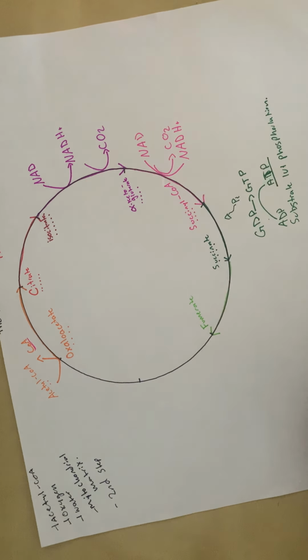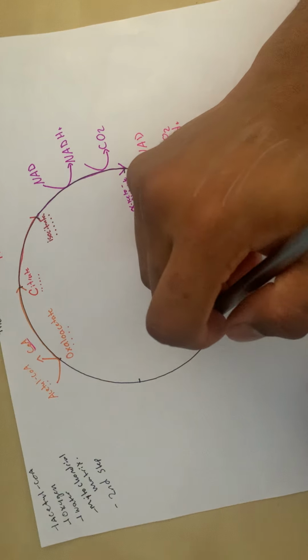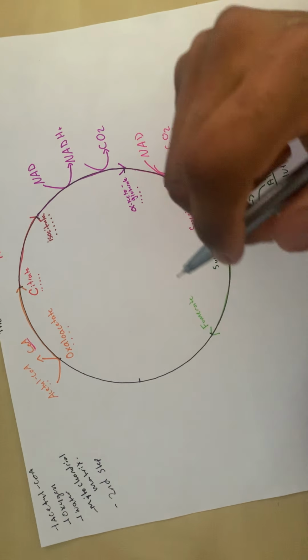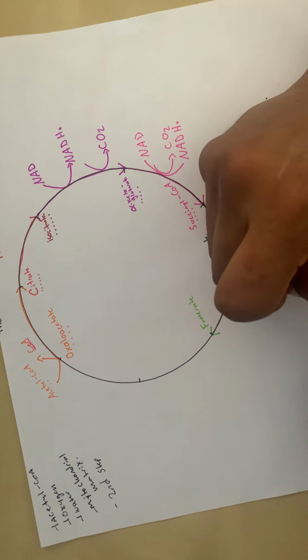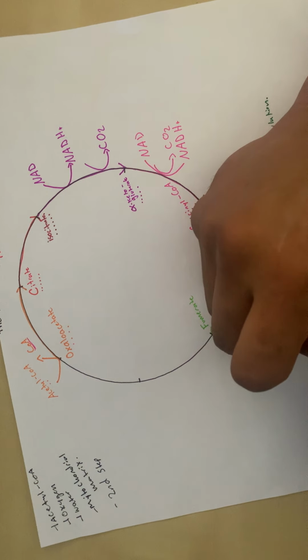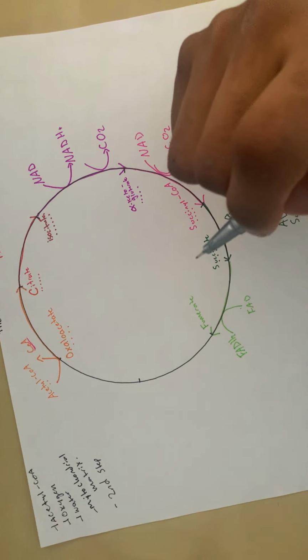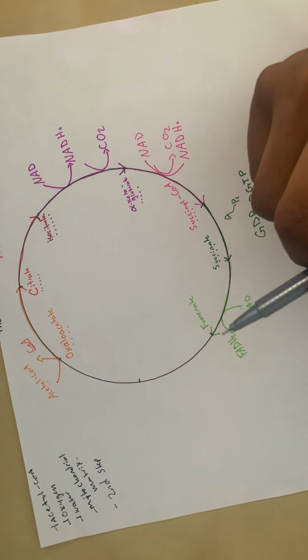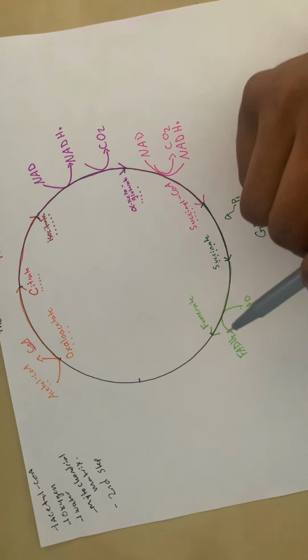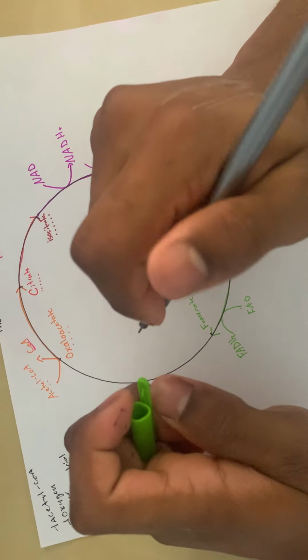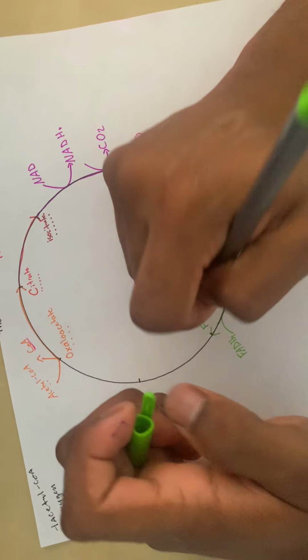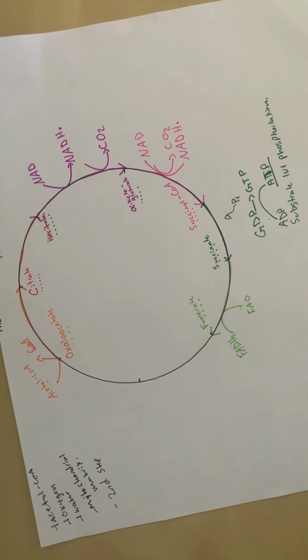Fumarate. And fumarate is going to be reduced into, an FAD molecule is going to be, so FAD is going to be reduced with 2 hydrogens to FADH2. And once again, this is another electron carrier with high energy potential. This is a 4-carbon molecule. So moving on to the next step.